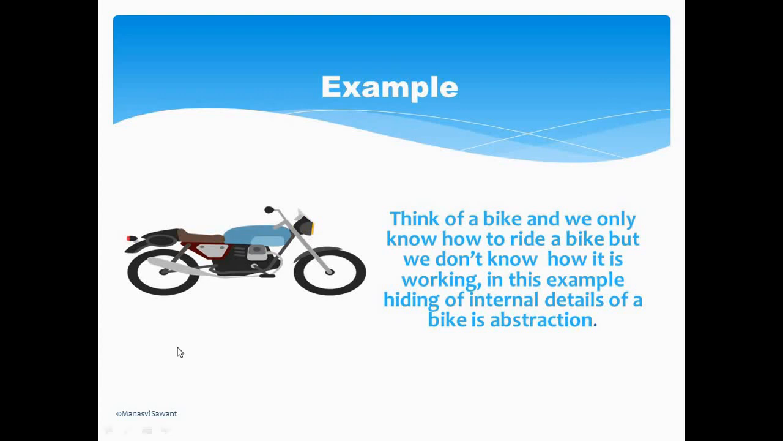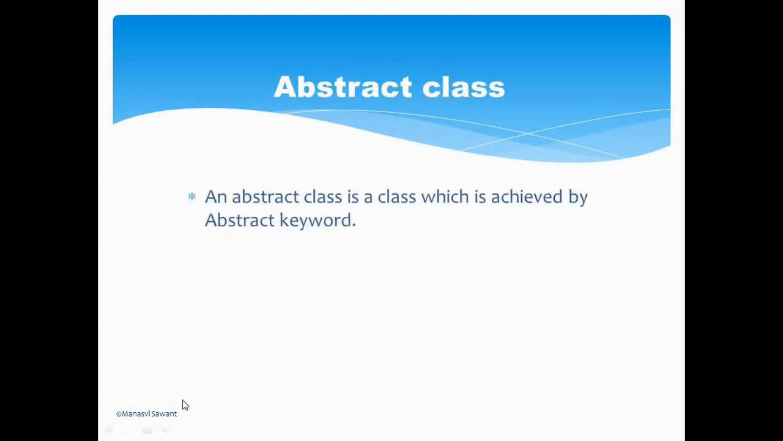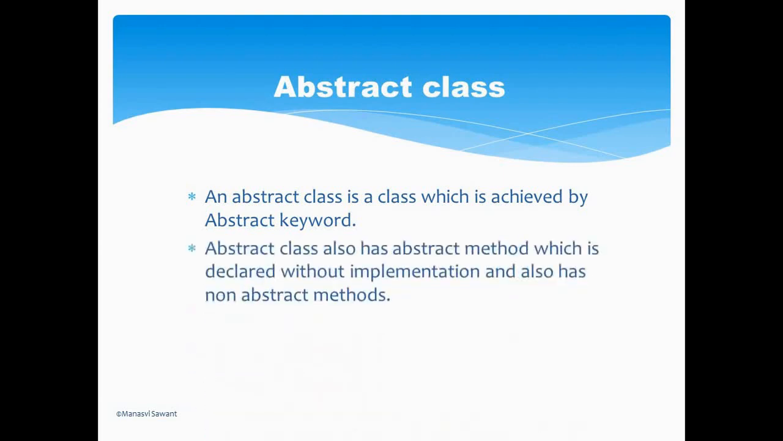Now let's see abstract classes, which are achieved by the abstract keyword. Likewise, we use the class keyword in front of our classes. In a similar way, we will also use the abstract keyword in front of our class keyword in order to create an abstract class. Next point, an abstract class also has abstract methods, which are declared without implementation, and also has non-abstract methods.